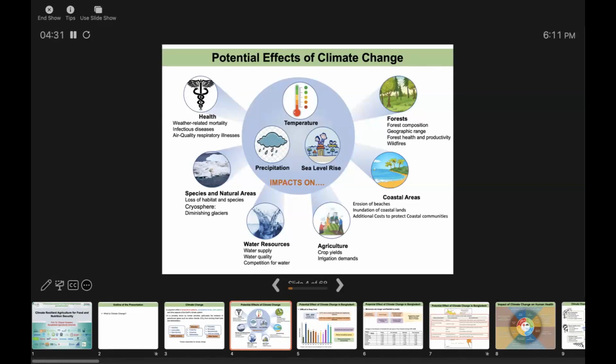Not only decreasing crop yields, but also increasing the demand for irrigation and decreasing the availability of water. All these factors have a negative impact on agricultural production and food security.